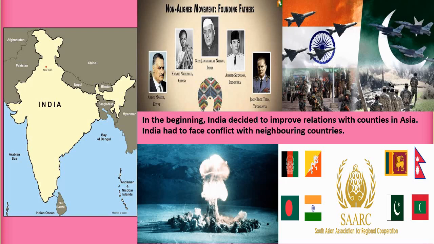Now, besides that, in this period, India had also faced conflict with neighboring countries like Pakistan and China. Wars happened between India and Pakistan over the Kashmir question in 1947-48 and 1965. Besides that, the third war happened in 1971 with Pakistan. Pakistan broke apart and independent Bangladesh was created.